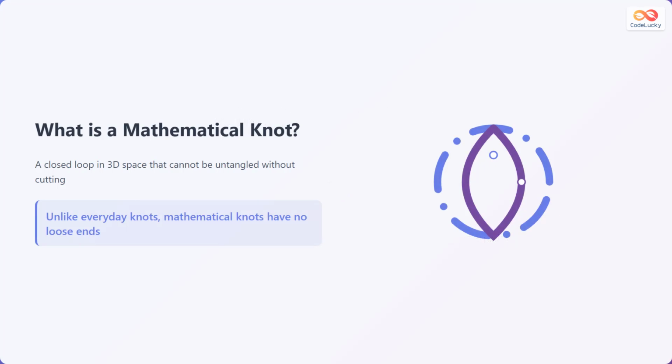A mathematical knot is defined as a closed loop in three-dimensional space that cannot be untangled without cutting. This definition differs from everyday knots, which have loose ends that you can manipulate. A key point to remember is that, unlike everyday knots, mathematical knots have no loose ends, forming a continuous closed curve.